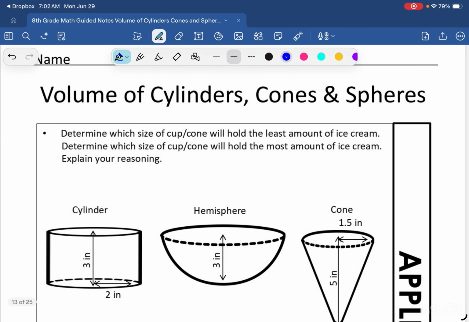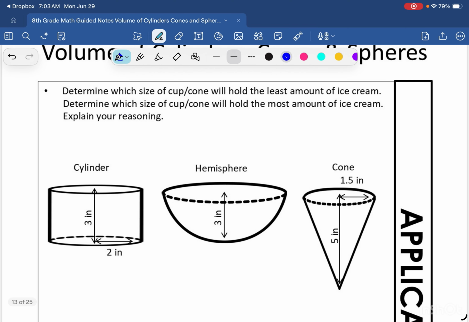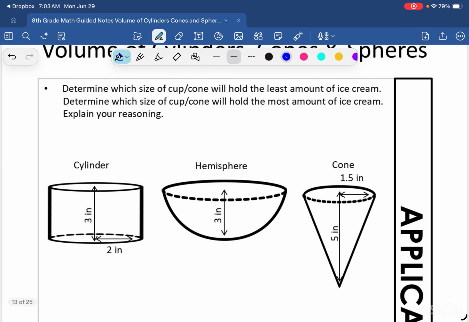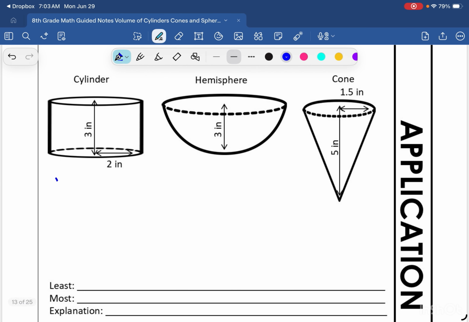Determine which size of cup or cone will hold the most amount of ice cream. Explain your reasoning. If I want to determine the space inside, that's going to be volume. So my thinking is I will determine the volume of each of these shapes, and then we can compare them. So the volume of a cylinder is going to be pi times the radius squared times the height. So the volume is going to be pi times 2 squared times 3. And if I plug that into my calculator, that's going to be about 37.7 inches cubed.